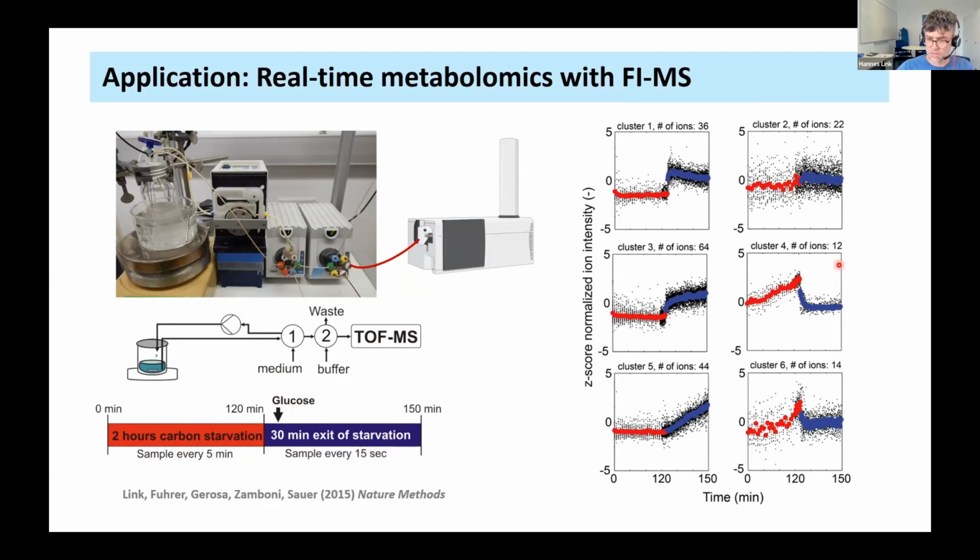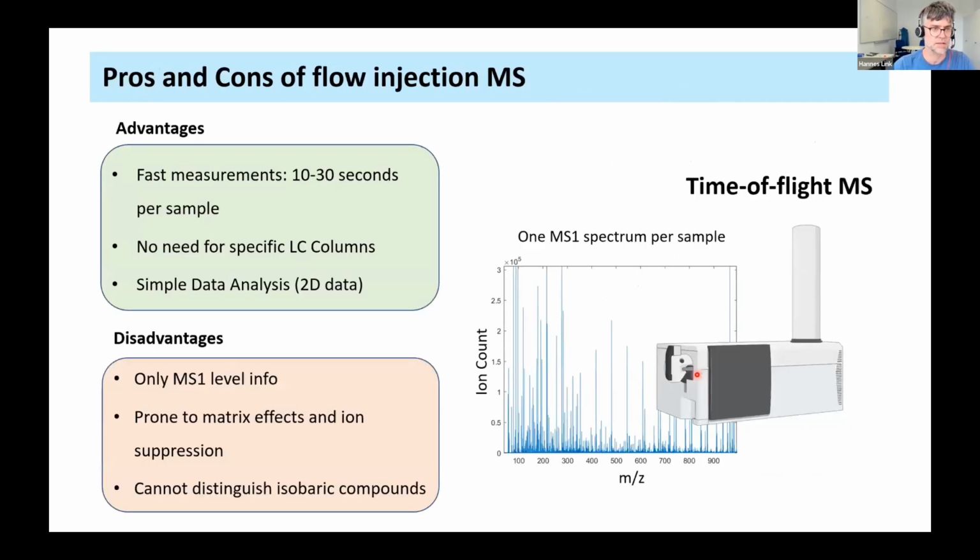I will not go into the details. All that you see is here over time. We see then how the different ions that we can annotate to metabolites are changing. So some are increasing, some are decreasing, and a lot of interesting dynamics. But I will not go into these details. Rather show you now a bit the pros and cons of flow injection mass spectrometry and how we actually work with the data. And the data looks like this.